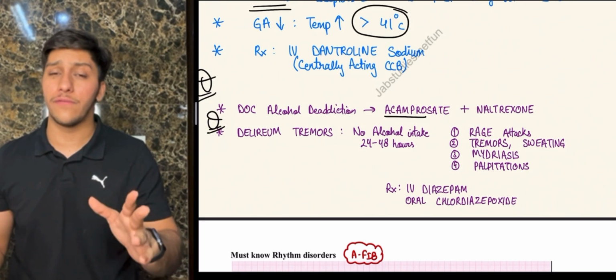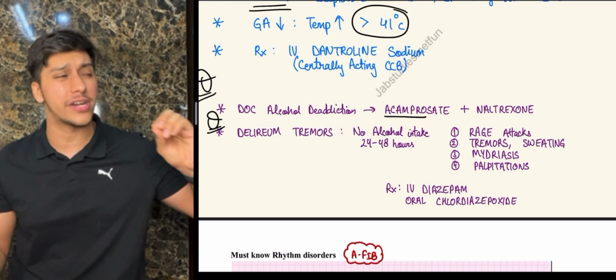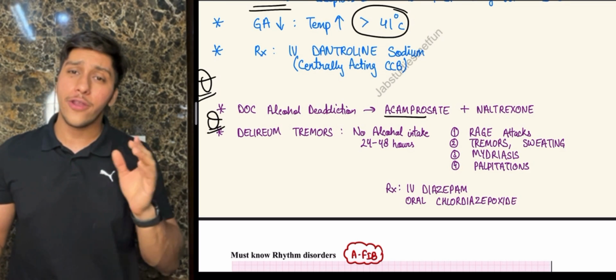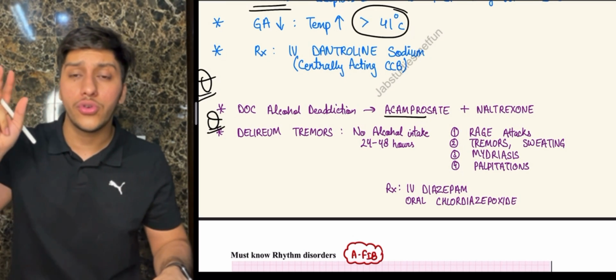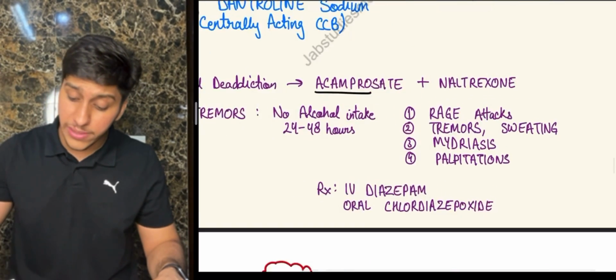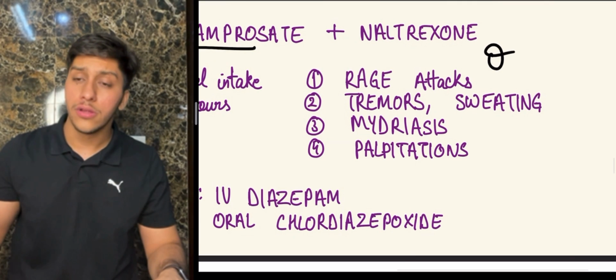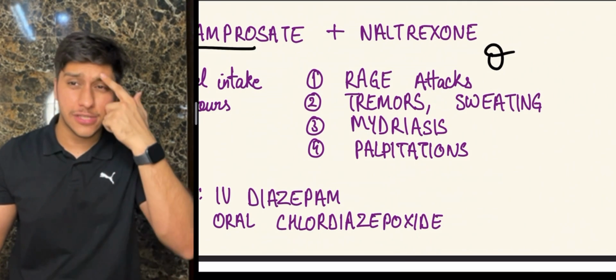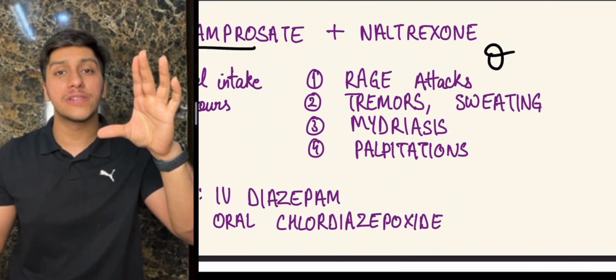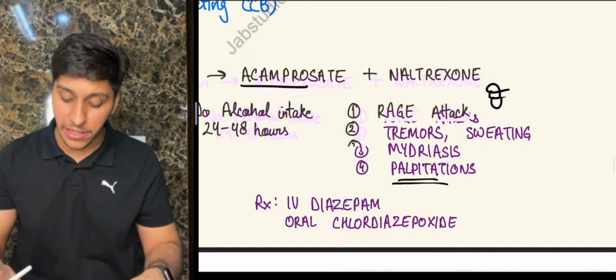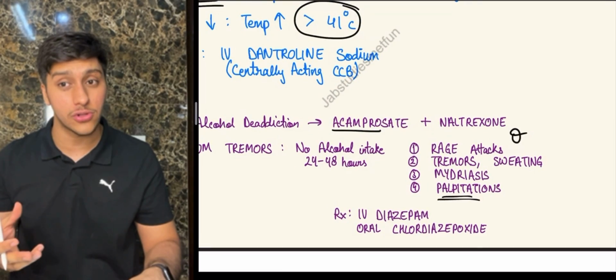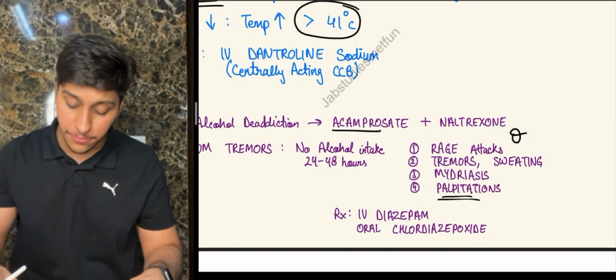What is, guys, delirium tremens? Delirium tremens is when someone all of a sudden has an abrupt stop, like he had a chronic history of alcohol consumption and all of a sudden he says, no brother, from today no alcohol, and for 1 to 2 days he hasn't had it. You will see he'll have symptoms of rage attacks, the patient will be having tremors, sweating will be there, the pupils are going to be dilated, and the patient is going to have palpitations. Along with that, hallucinations also will be seen. So this is your delirium tremens, okay.